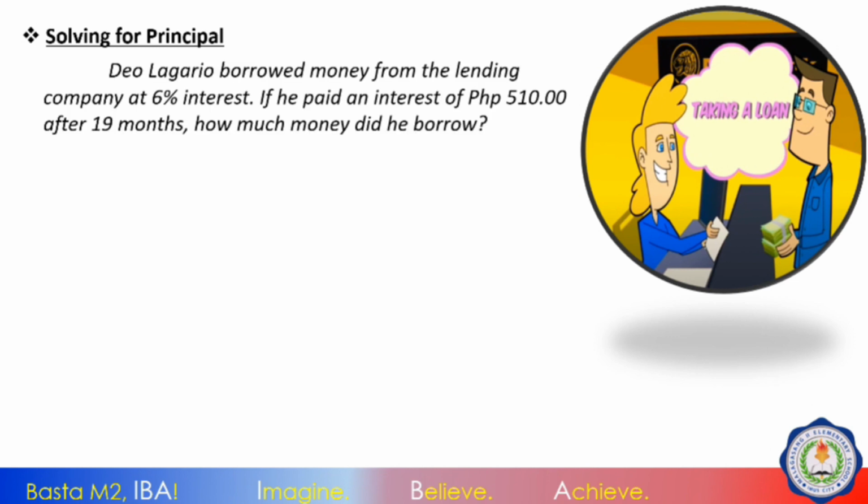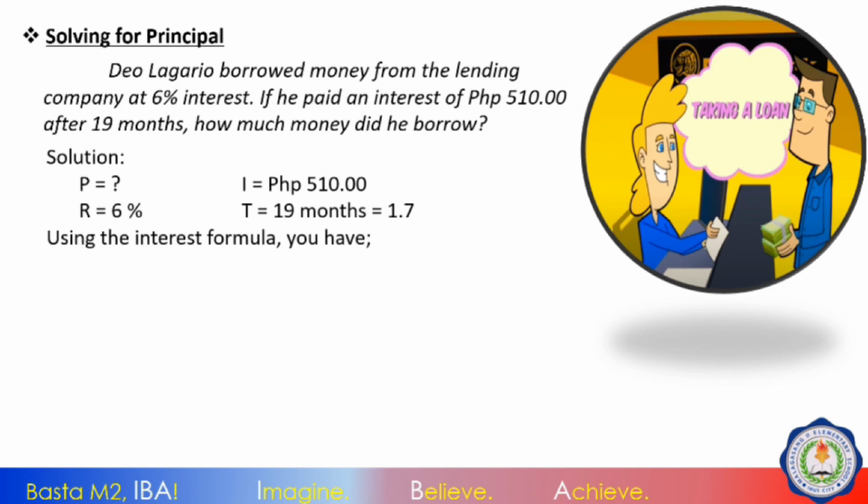Solving for principal. Tio Lagario borrowed money from the lending company at 6% interest. If he paid an interest of 510 pesos after 19 months, how much money did he borrow? To solve for the principal, you need to divide the interest by the product of the rate and time. Since we have 19 months, we need to change it to the number of years, which is 1.7.